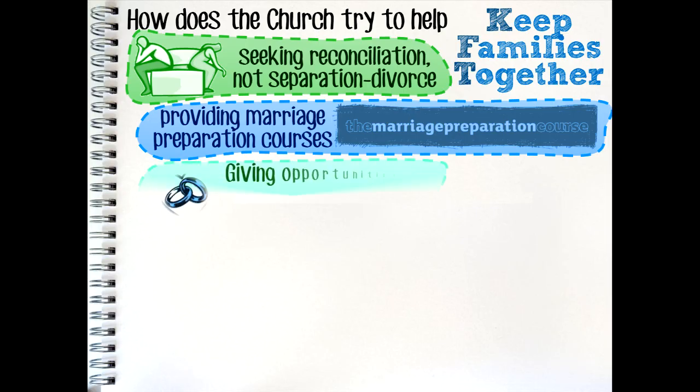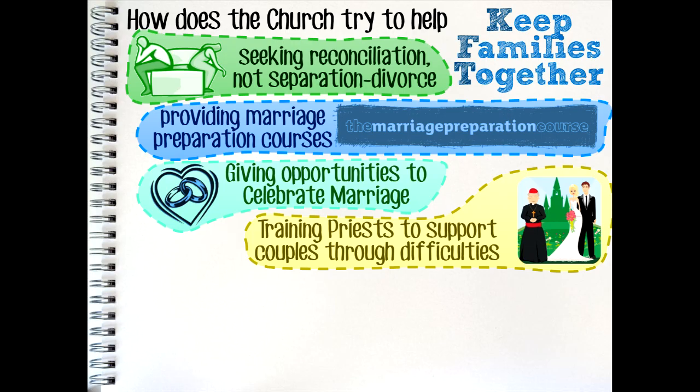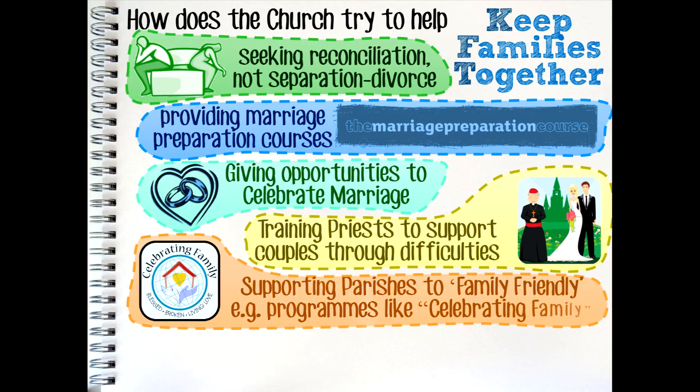3. Giving opportunities to celebrate the sacrament of matrimony through events such as the annual celebration of marriage at Westminster Cathedral, which honours couples who have reached significant anniversaries. 4. Training priests to be able to give helpful, confidential advice to support couples experiencing marital difficulties and be knowledgeable of outside agencies that can support families through difficult times. 5. Supporting parishes to be family-friendly by running a national initiative such as Celebrating Family, which provides advice and resources to local parishes to support families.